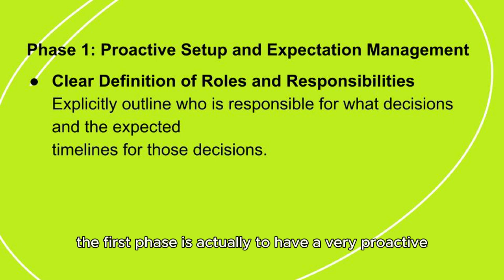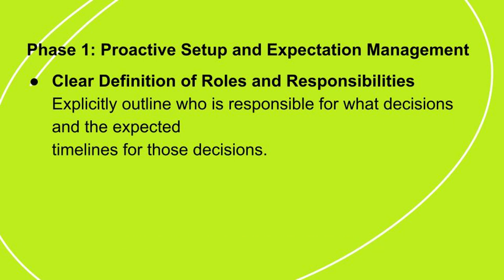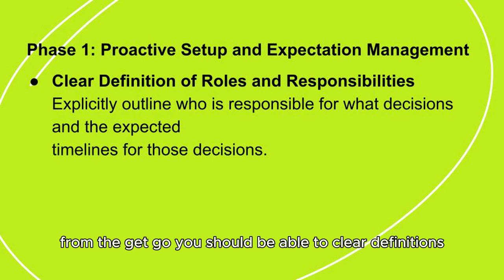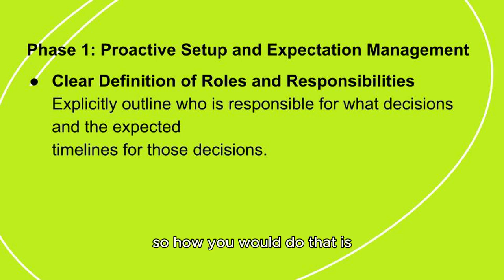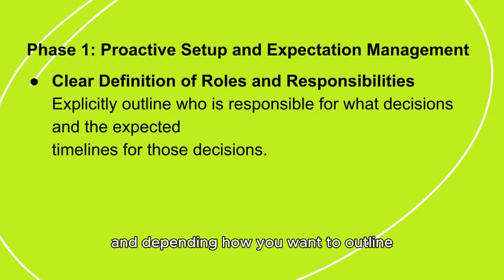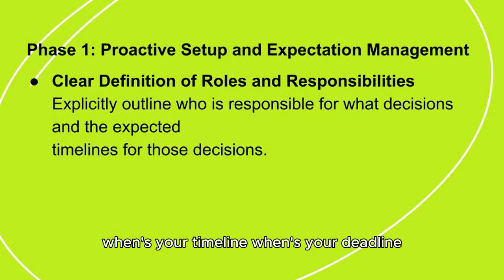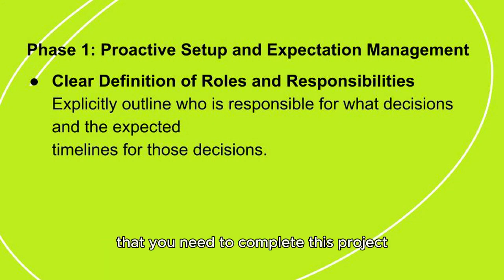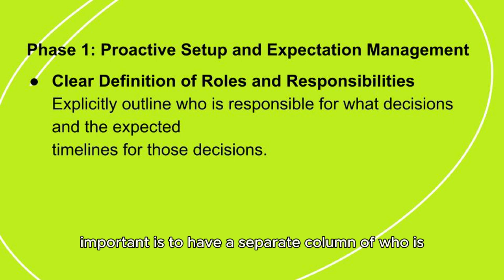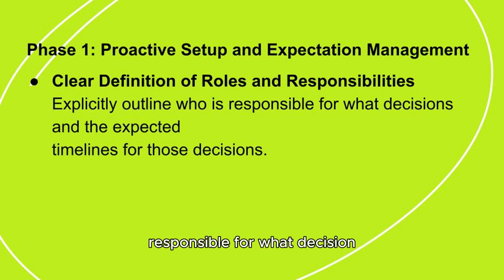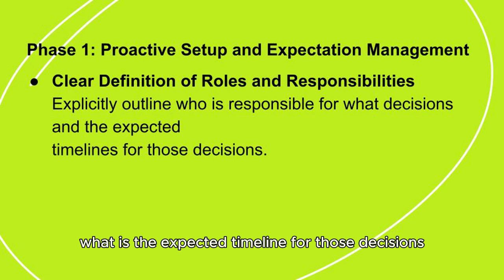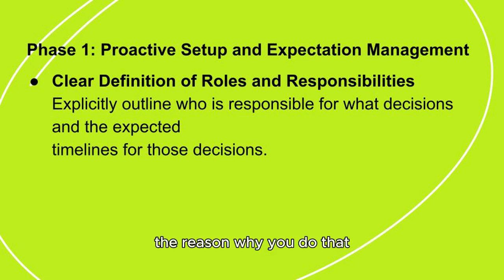The first phase is actually to have a very proactive setup and expectation management. From the get go, you should have clear definitions of roles and responsibilities. So, how you would do that is you set up an Excel spreadsheet, and depending on how you want to, outline your timeline, your deadline, and all the stages that you need to complete this project. And also, what's important is to have a separate column of who is responsible for what decision. And next to that column, you want to have another column saying what is the expected timeline for those decisions.